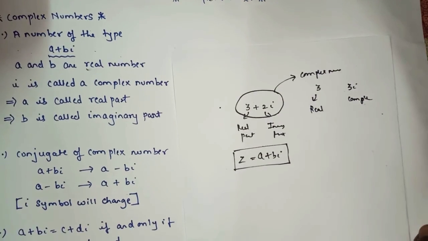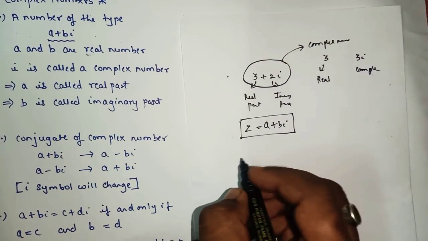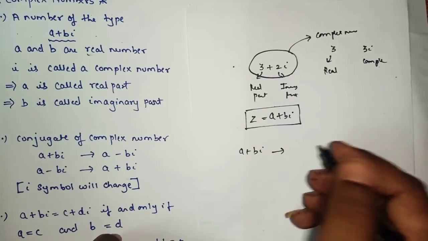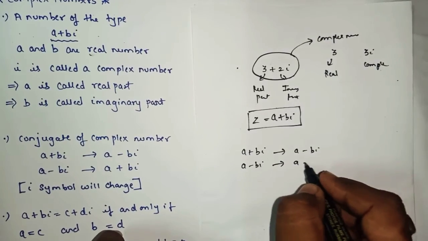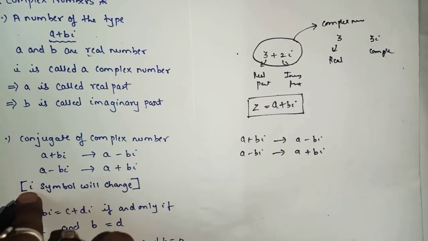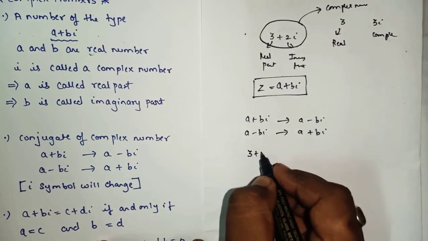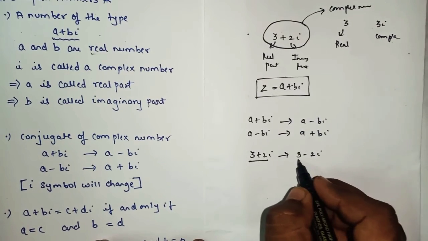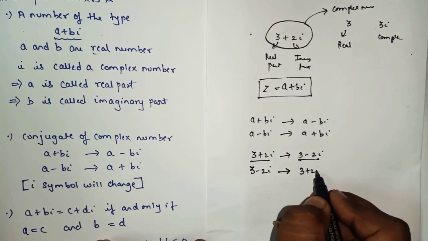Okay, let's move on to the next topic, the conjugate of a complex number. What do we mean by conjugate? Conjugate means the opposite symbol. Like a plus bi we can write as a minus bi, and a minus bi we can write as a plus bi. In this chapter, the symbol of i will change, not a. Suppose I say 3 plus 2i, the conjugate of this number will be 3 minus 2i. If I say 3 minus 2i, its conjugate will be 3 plus 2i.